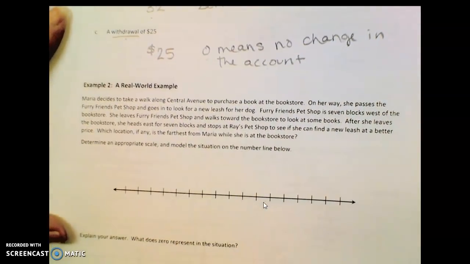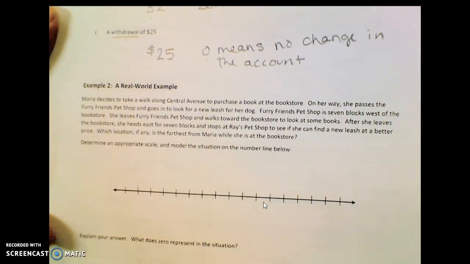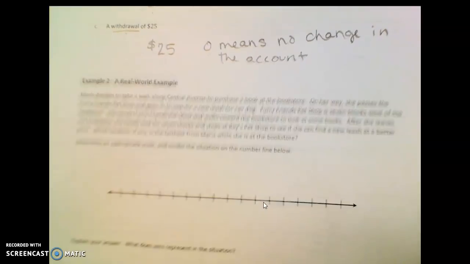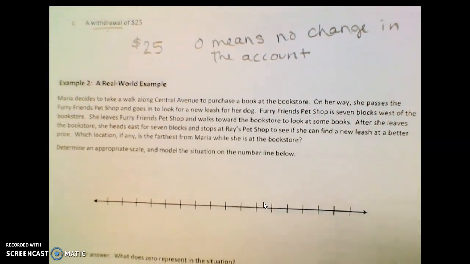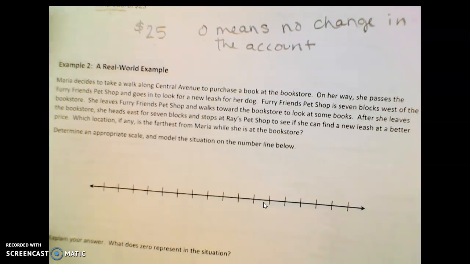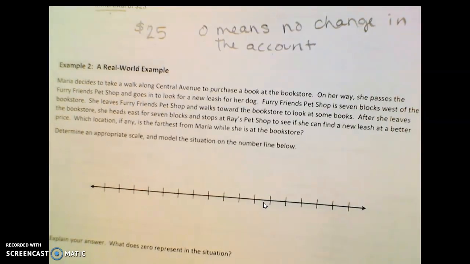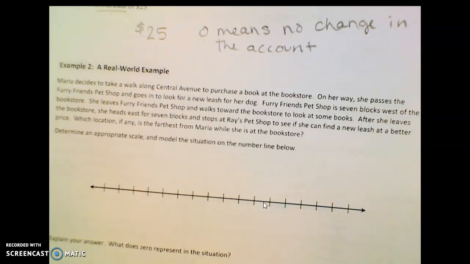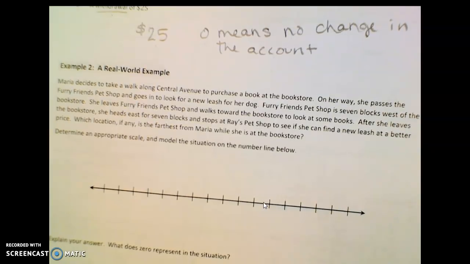So now you're going to do example 2, where you're going to do a real world example. You're going to walk through here and they're going to talk about Maria and where she's walking, and she has some different places that you need to mark on your number line and determine an appropriate scale and model the situation on the number line below.